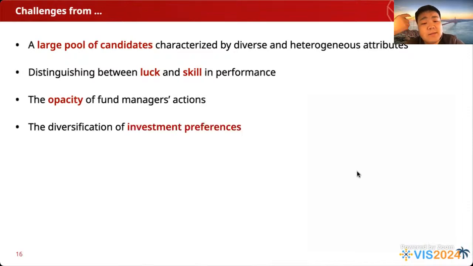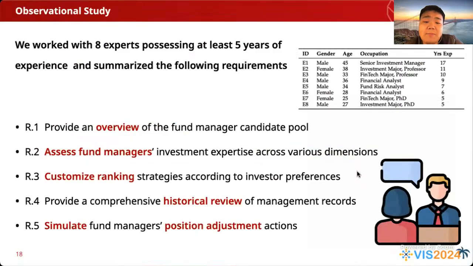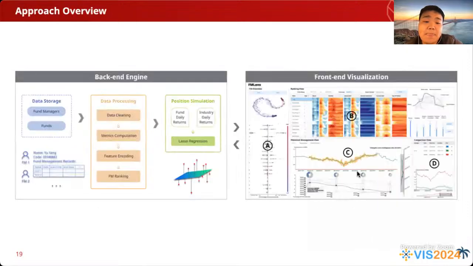Finally, investors' preferences are highly diverse and need an interactive mechanism to facilitate the selection process. To address these challenges, we propose FMLens, and we collaborated with 8 experts who have at least 5 years of experience and conducted interviews to summarize the key requirements for the system design. Based on these requirements, we developed a system that includes both front end and back end.